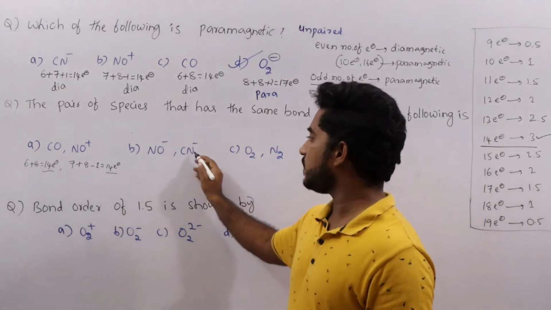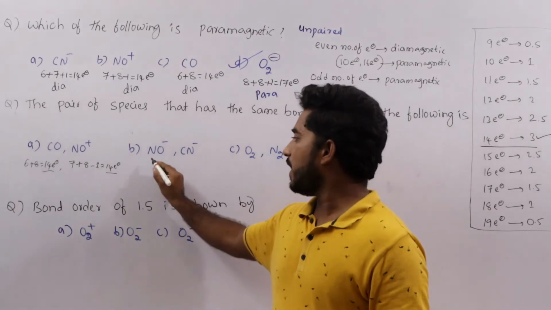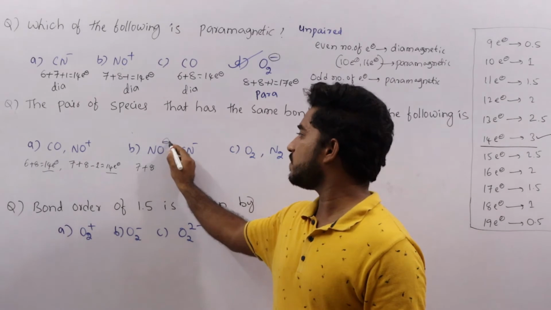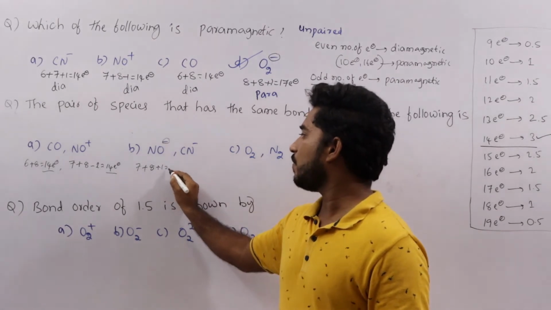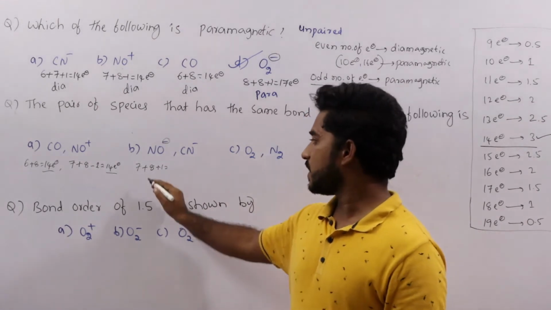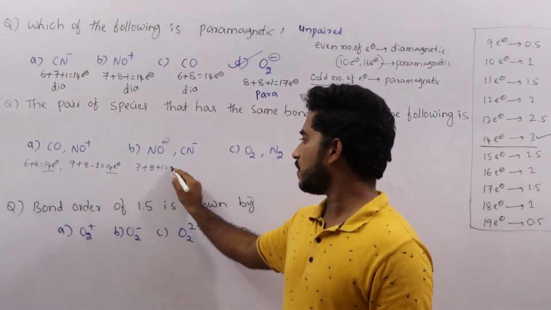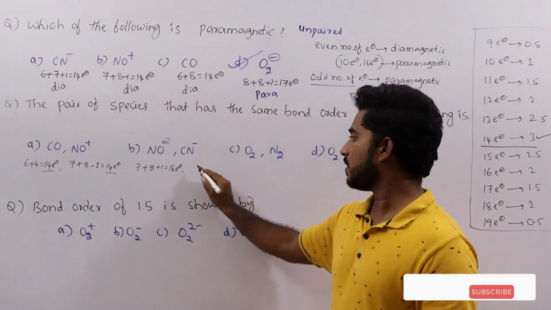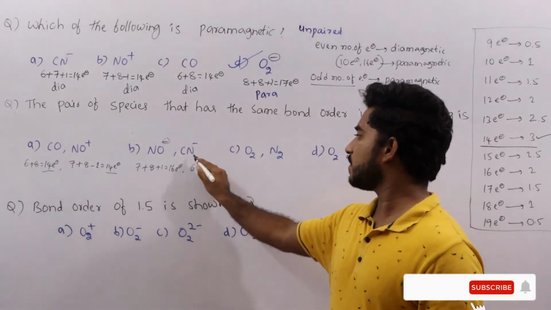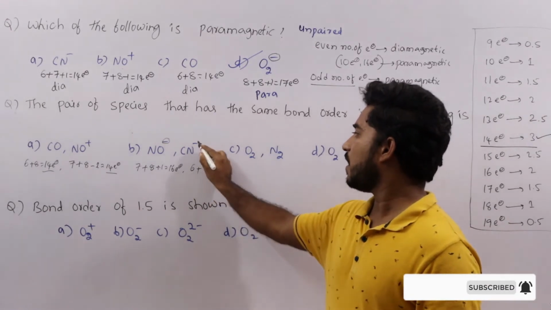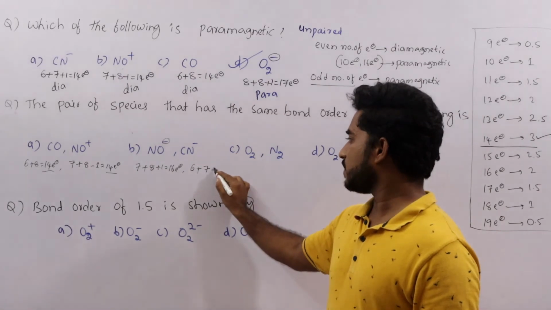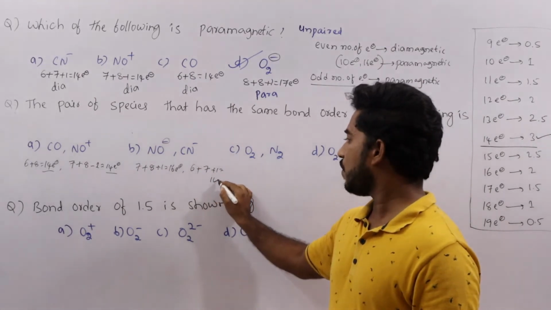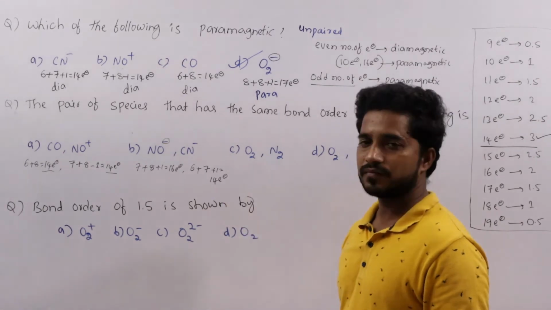NO minus and CN minus. Nitrogen 7 plus oxygen 8, 15, and the negative charge means we add 1 electron, so totally 16 electrons. In CN minus, carbon 6 plus nitrogen 7, and the negative charge means plus 1. How many electrons here? 14 electrons are present.